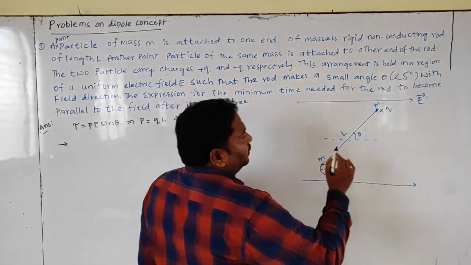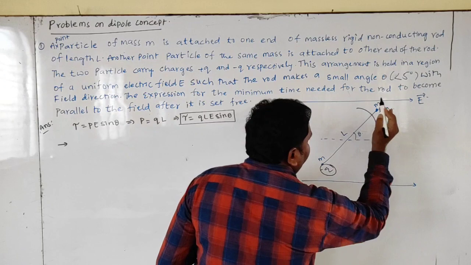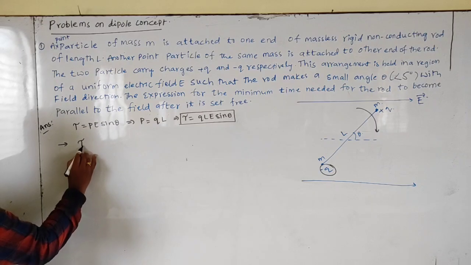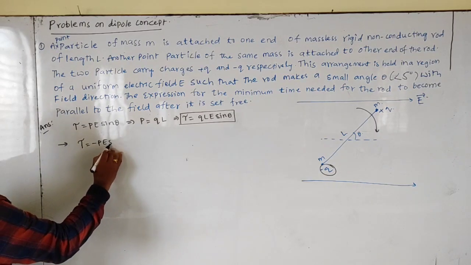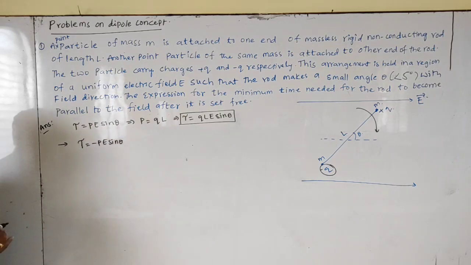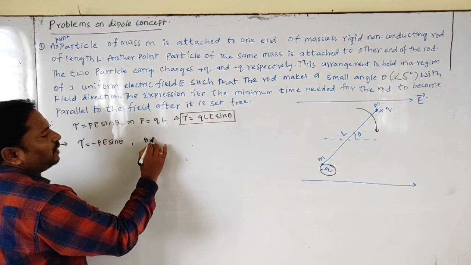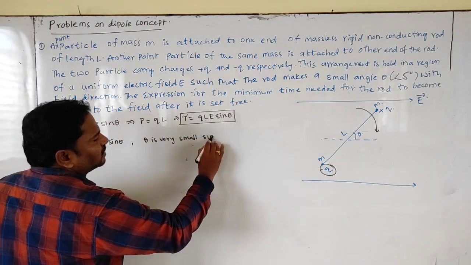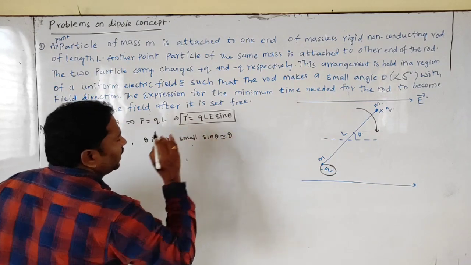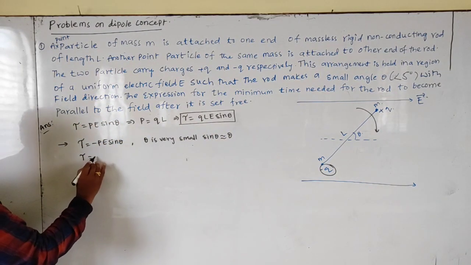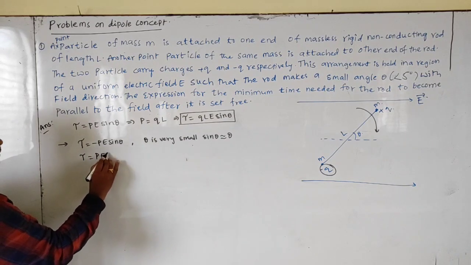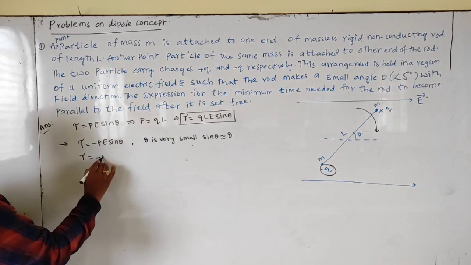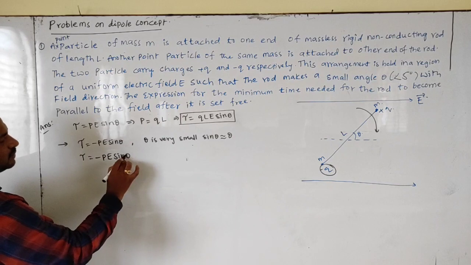Here, generally the torque is acting in this direction. Now we can say that it's a restoring torque: torque is minus P sin theta. Here theta is very small, so we can write the approximation sin theta is equal to theta. Now this can be written as minus P theta.